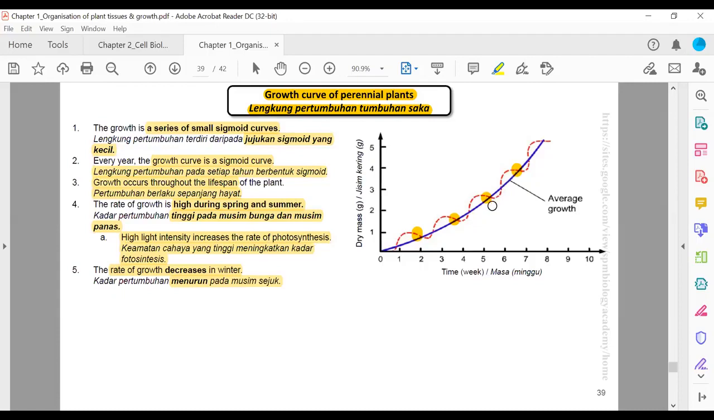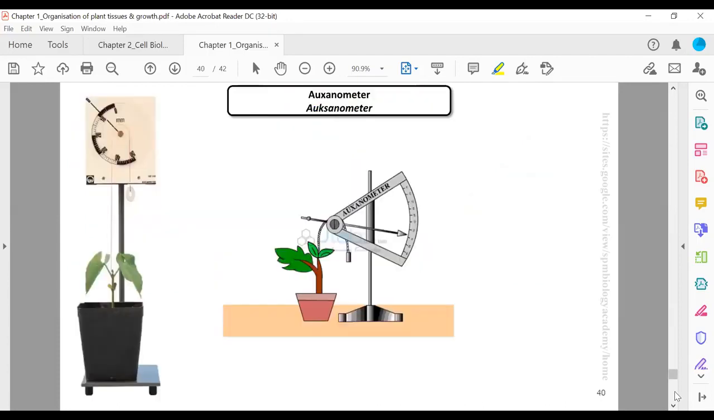Other examples: in the autumn season, musim kering, all the leaves fall. Bila daun dia gugur juga menyebabkan kepada negative growth. Apart from that, each year they produce fruit. So when the fruits fall down, it shows negative growth. So that is the meaning of negative growth at the end of each of the sigmoid curves. Negative growth, pertumbuhan negatif. There is a reduction in the dry mass. Right. And the last page.